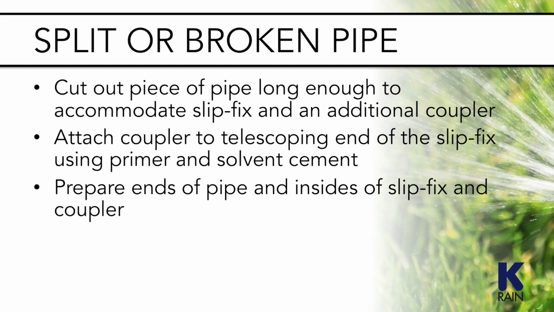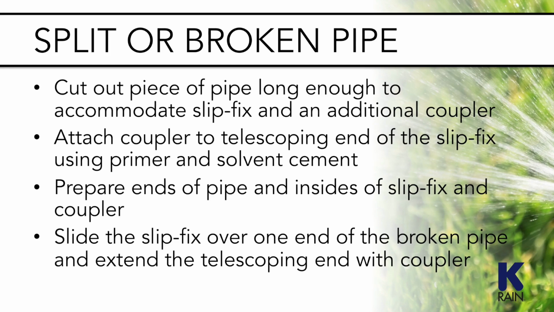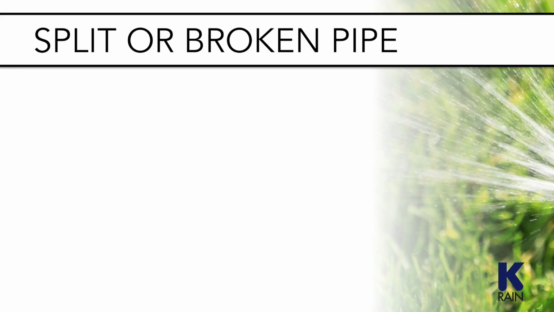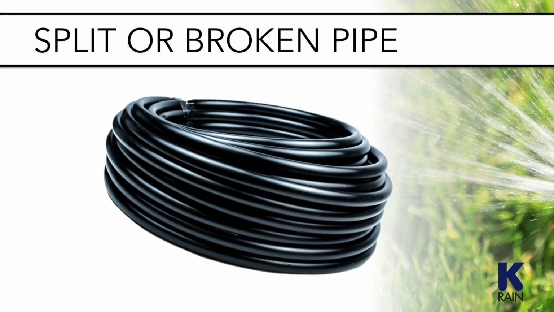Prepare the ends of the pipe and insides of the slip fix and coupler. Slide the slip fix over one end of the broken pipe and then extend the telescoping end with the coupler so that the coupler slides over the other end of the broken pipe, completing the repair. Repairs in polyethylene pipe can be somewhat easier because the pipe is more flexible than PVC. The pipe can be repaired by inserting a new piece of pipe with couplers.